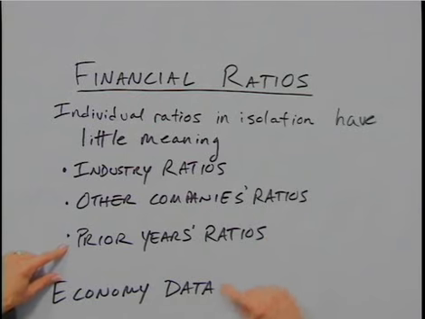Then just in general, you should examine the economy, because the economy is going to explain a lot of variations in ratios over time. For example, if we have a recession, we know that for many companies that's going to mean a decrease in sales growth. If they have a lot of operating leverage, this will also mean that they would have a decrease in their operating margins. So you can't ignore the economy when you're examining ratios.